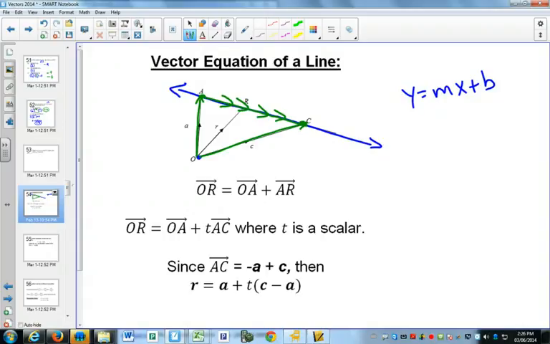So what we're going to do is we're going to say that this whole line can be the same as take a point to start with and go as far or as short as you would like to in this direction. So for example, if I wanted to get to the point R, I would just have to go a portion in that direction, and then I would get to the point R.